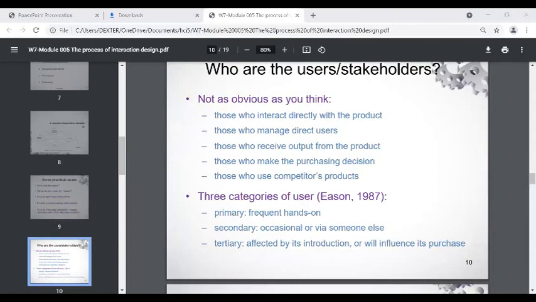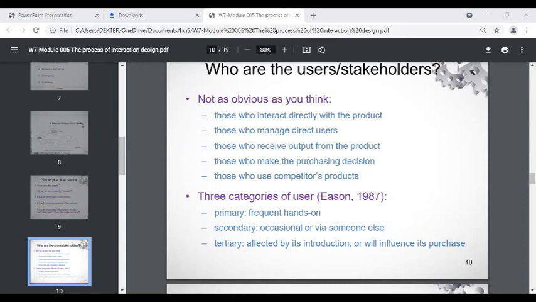Okay, so with all the emphasis on users and user involvement in the interaction design process, a fairly basic question to ask is, who are the users? Identifying the users may seem like a straightforward activity, but in fact there are many interpretations of the term user, and involving the right users is crucial to successful user-centered design. The most obvious definition is those people who interact directly with the product to achieve a task. Most people would agree with this definition. However, there are others who can also be thought of as users.